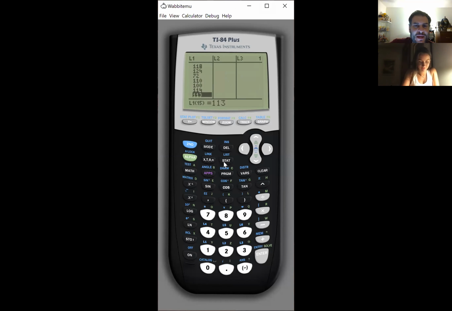So if I want to find the mean of the data set, I'm going to go to stats, over to calculate, and I'm going to do the 1-Var Stats. The list is L1. Frequency, leave it blank. Calculate, we shall.